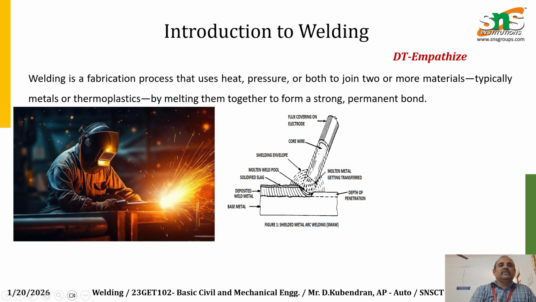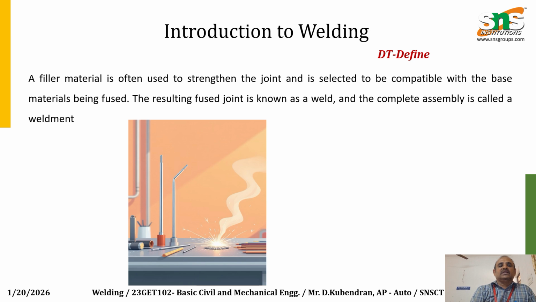The heat source: welding requires a heat source such as electric arc, gas flame, laser or ultrasonic energy to melt the metal surfaces. The filler material: filler rod or wire is used to fill gaps and reinforce the joint between the metals. Joint preparation: proper preparation such as cleaning, beveling and aligning of workpieces is necessary for a strong weld. Shielding: many welding processes use shielding gas or flux to protect the molten metal from oxidation and contamination.